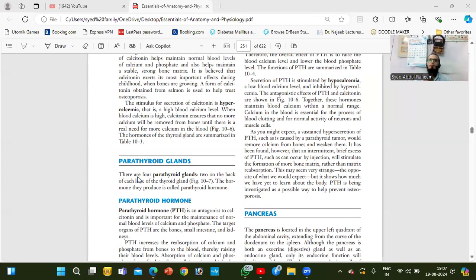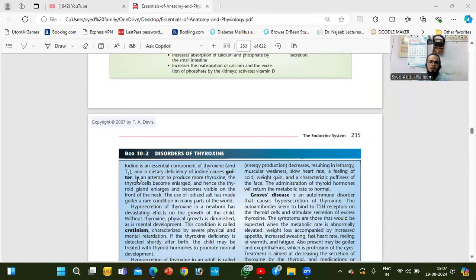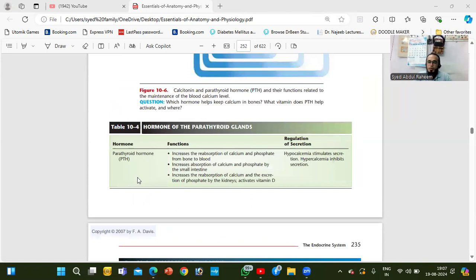It is below the thyroid gland. We'll call it parathyroid. Basically, there are four lobes in the parathyroid. So what is the function of parathyroid? Very important. The parathyroid gland will reabsorb calcium and phosphate from the bones, from bone to blood.